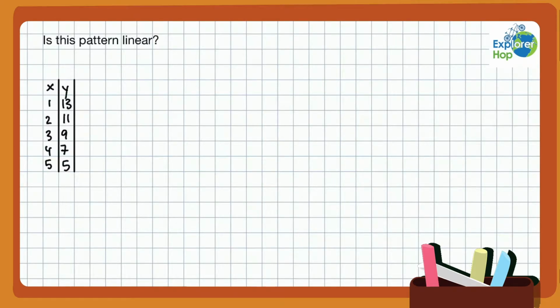Today we have a table of values in front of us and we're being asked if the relationship that it demonstrates is a linear one. And as a rule of thumb, we know that if the first differences are constant, then the pattern is indeed linear. So let's go ahead and calculate the first differences here.